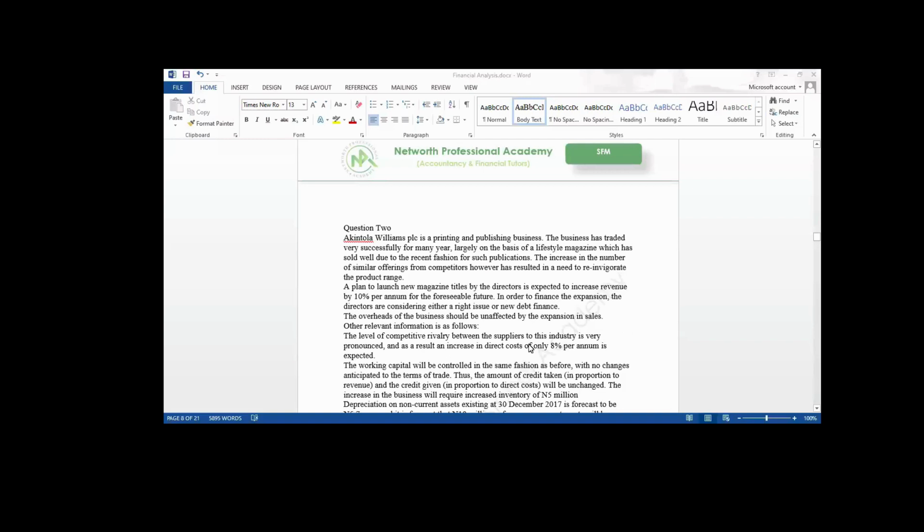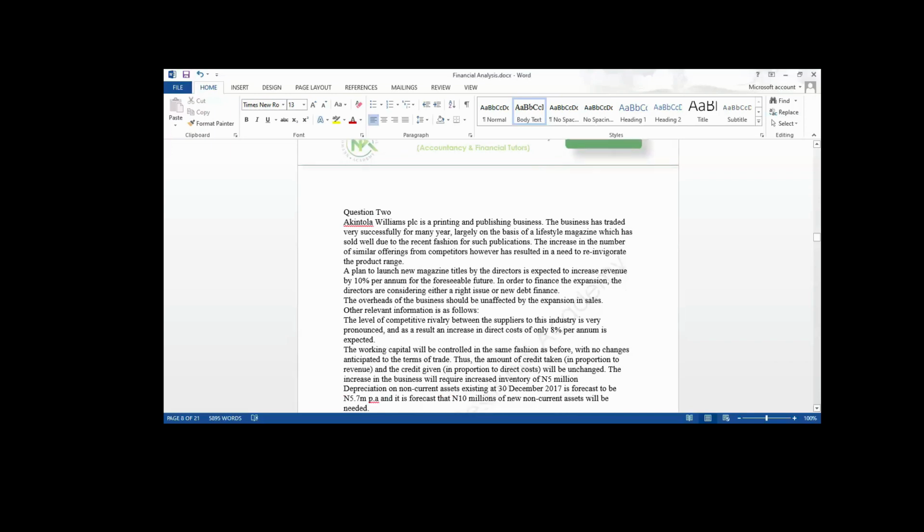The overhead of the business should be unaffected by the expansion in sales. Other relevant information is as follows. 1, the level of competitive rivalry between the suppliers to the industry is very pronounced, and as a result, an increase in direct cost of only 8% per annum is expected. Okay. Next note.